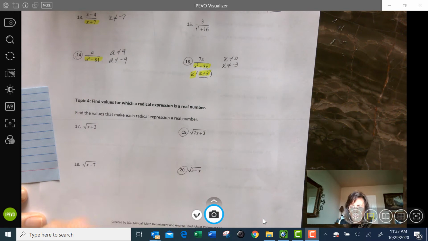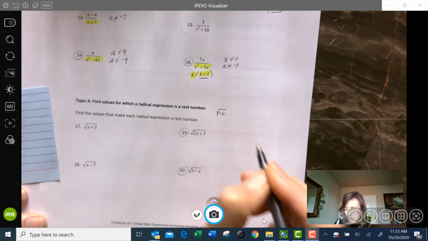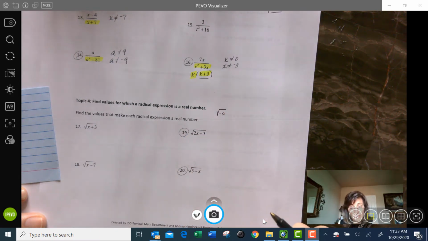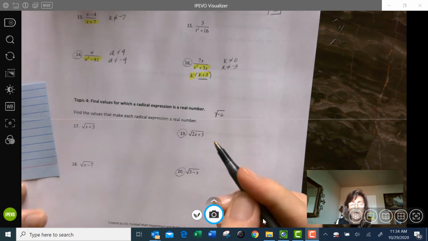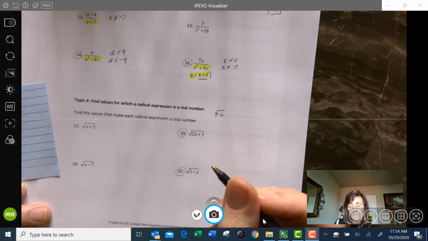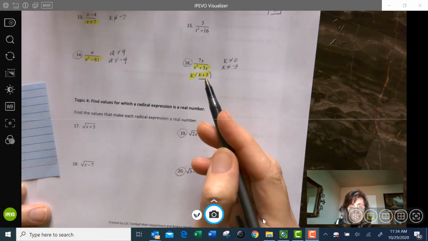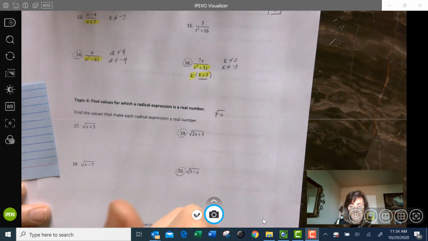17 through 20 are square roots. Now remember, when you have a square root, you cannot take the square root of a negative number. Now later in the semester, we will actually be able to do this by using imaginary numbers. But right now, your approach is this isn't possible. It's not going to be a real number. So we look for things which are positive. So instead of searching for numbers I cannot have, as we did with the rationals, we now want to search for numbers we can have.